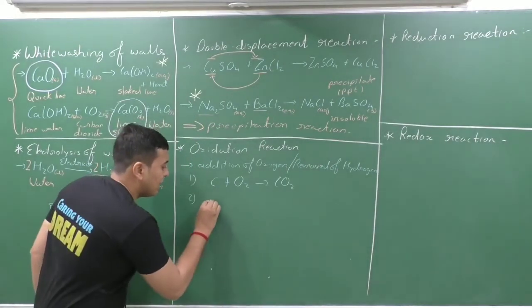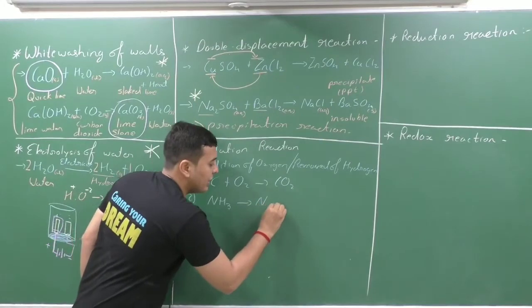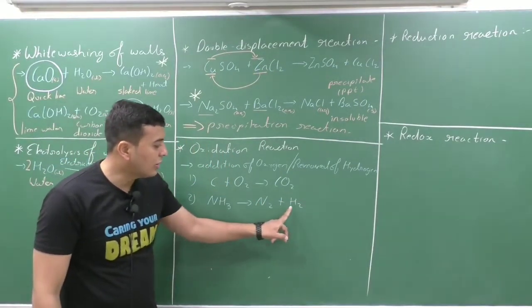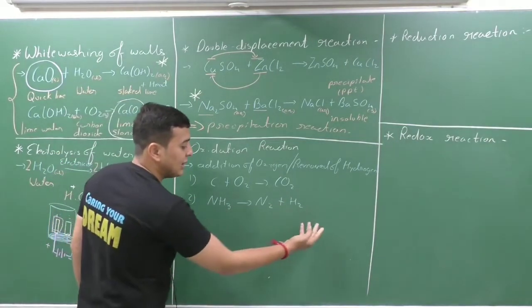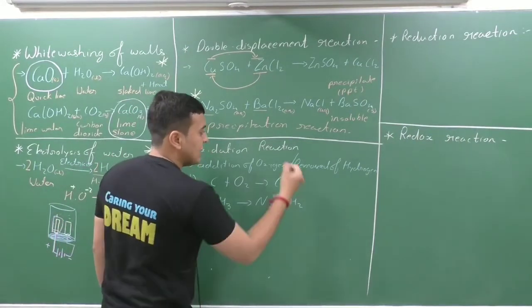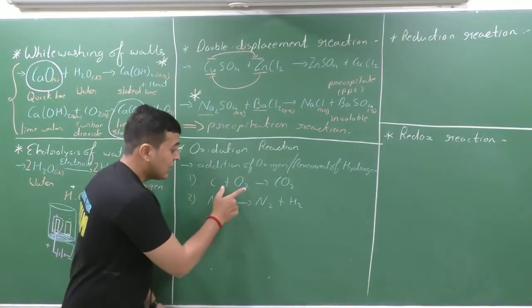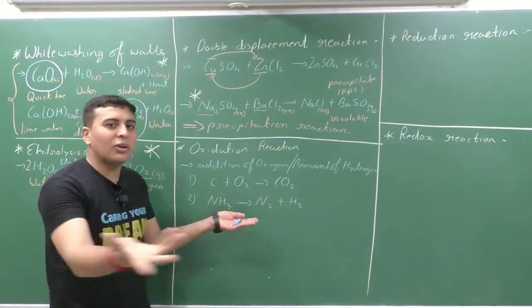Some are the examples in which there is no need of oxygen. For example, NH3 gets divided into N2 plus H2. See, here oxygen is not involved, only hydrogen is released. Then it is also known as oxidation reaction. Clear? Here oxygen is added, oxidation. Hydrogen is removed, it is also oxidation.